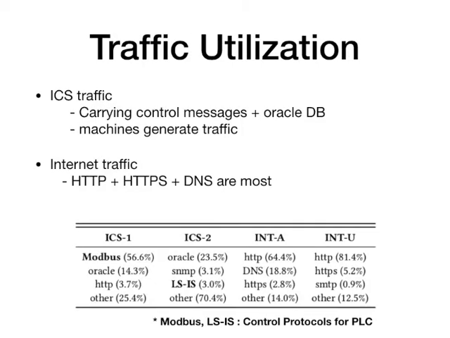So we first look at which traffic is traveling in their network. When you first look at the ICS traffic, a specific part of their traffic is control protocols like Modbus and NSIS. But these are not all. There we can see Oracle protocols for managing databases, and even SNMP or HTTP traffic as well. And you can clearly imagine for the internet traffic, the top three protocols are HTTP, HTTPS, and DNS, and some are part of SMTP. So I think internet traffic is mostly used by humans.